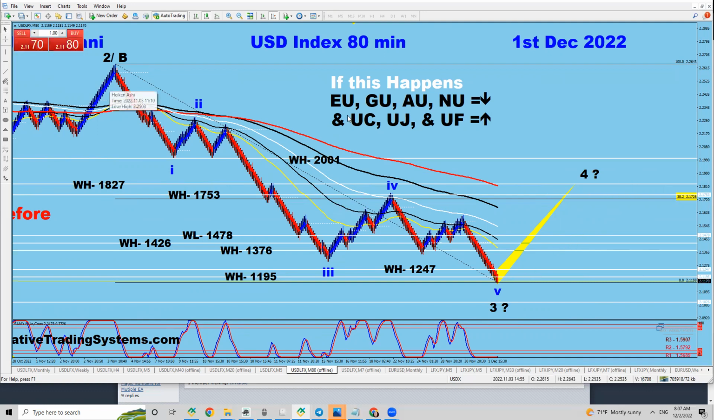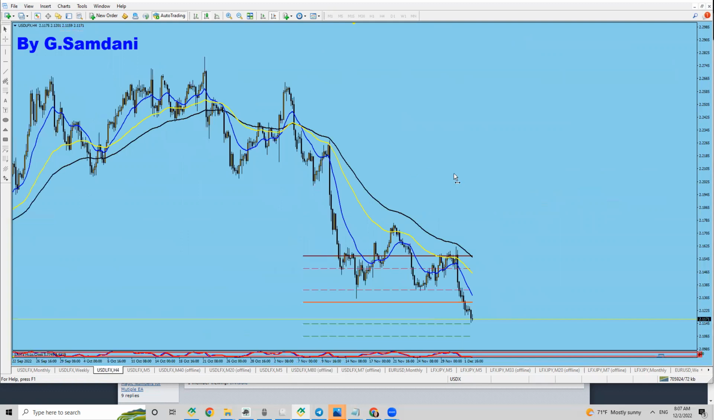Now, this is on the 80-minute chart. It's as good as my daily chart, but let's take a look at the 4-hour chart. This is showing exactly the same thing. It's like wave 1, 2, and this whole wave 3. Then it is A, B, C, 4, you can say that, and then wave 5.